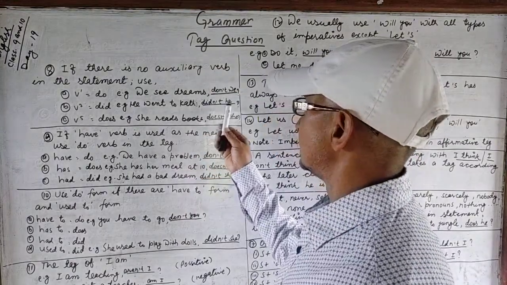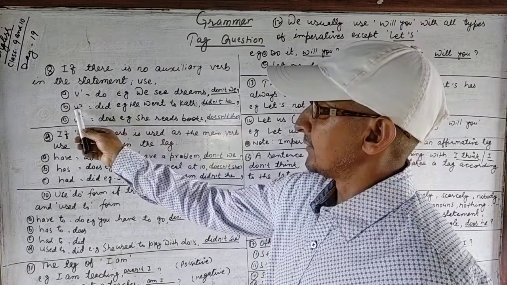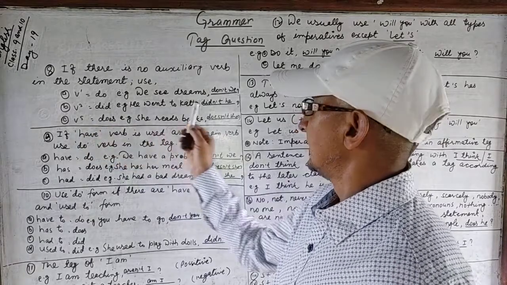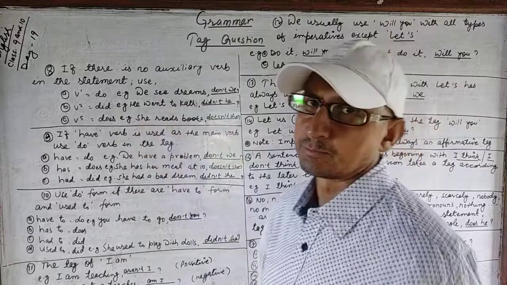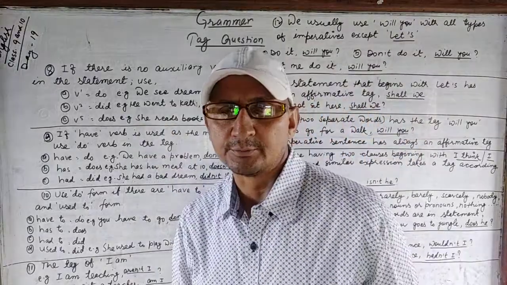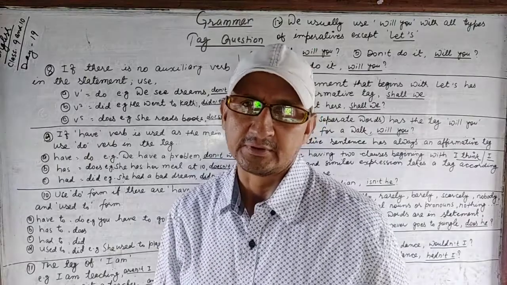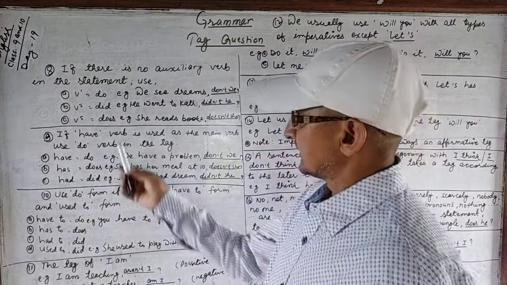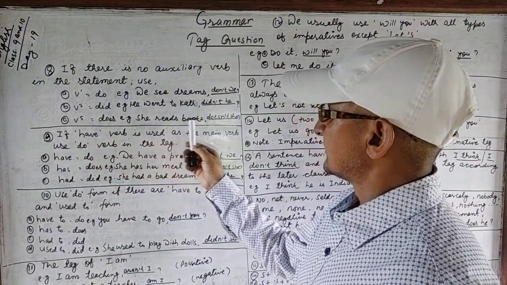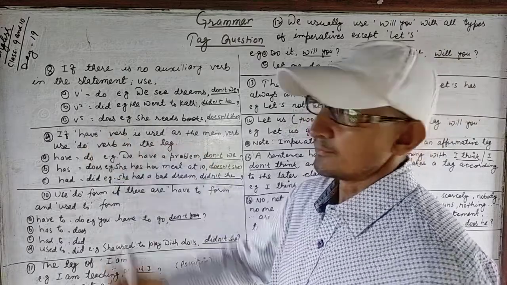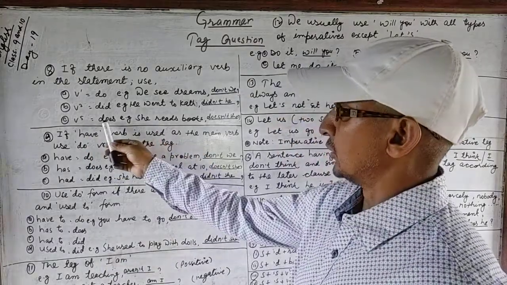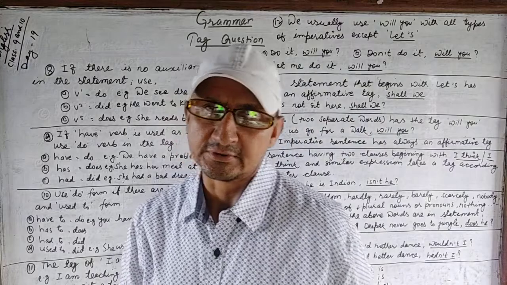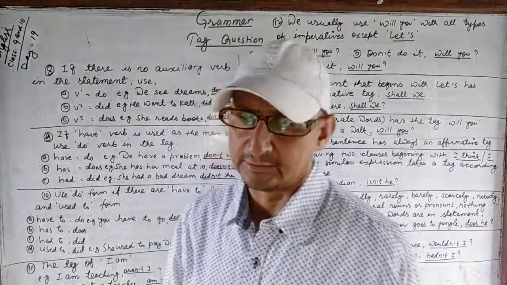Didn't he. So if there is B2, the second form of the verb in the statement, we use did in the tag question. If the statement is negative, we use the positive tag. If the statement is positive, we use the negative tag. The third example is, she reads books. The verb is in B5 form, so we use does. Doesn't she. In this way, we make tag questions if there is no auxiliary verb in the statement.